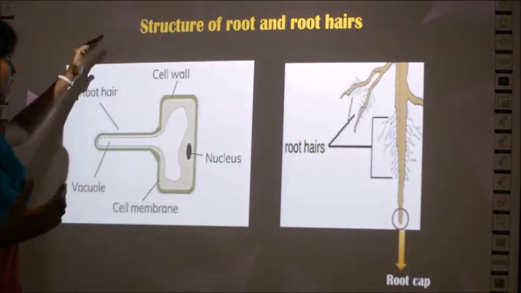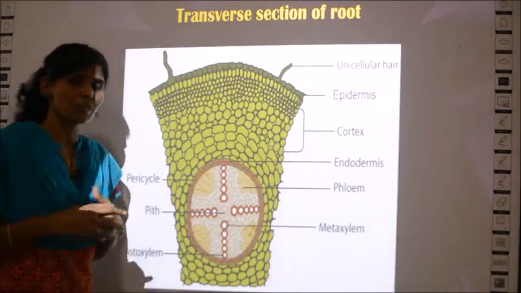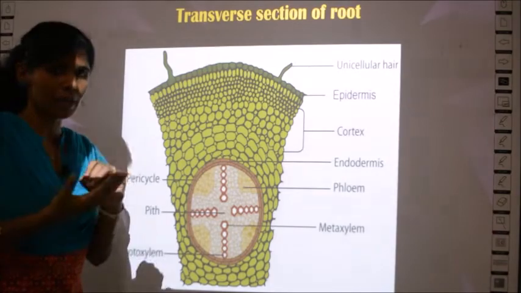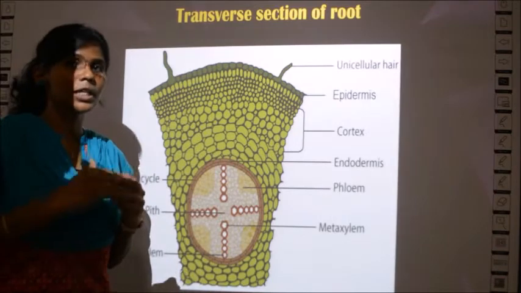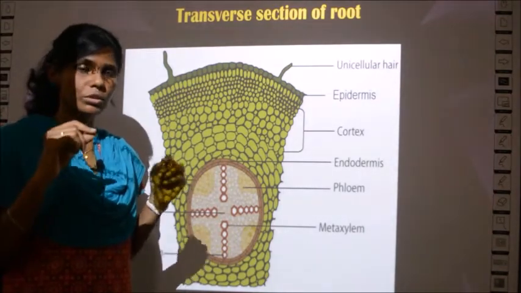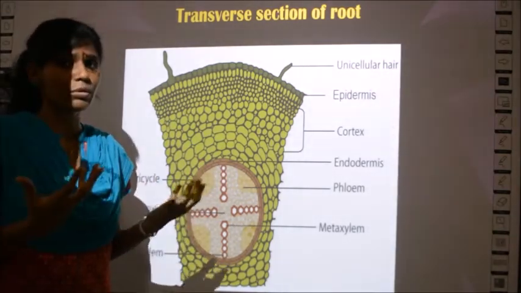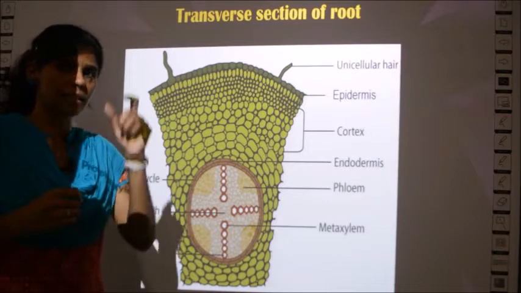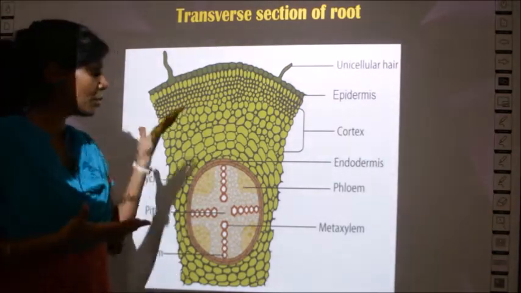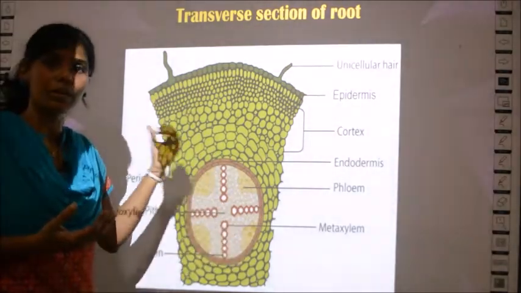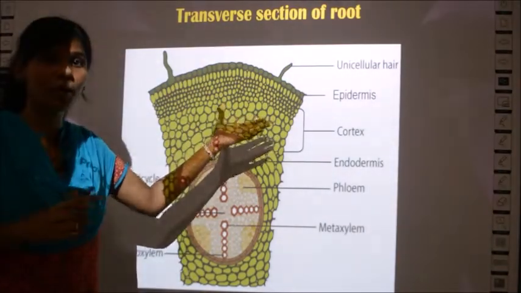Next we will see the transverse section of a root. The previous slide showed what you see if you cut a root hair and put it under the microscope. If you cut the entire root, you had primary and secondary roots, do you remember? How should you cut that portion? You should make a very thin slice and place it under a microscope. You will see this structure. The previous structure was for root hairs. This structure is for the entire root.